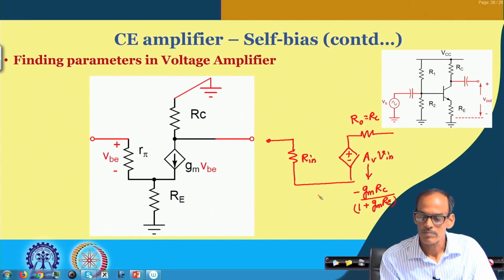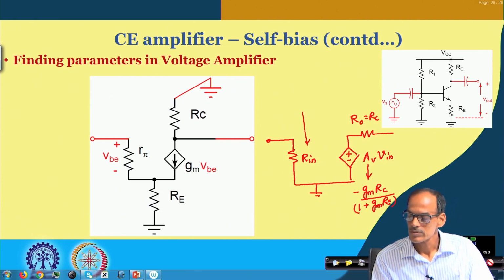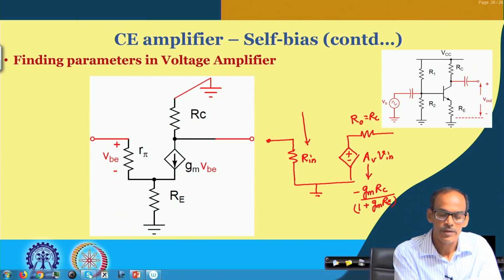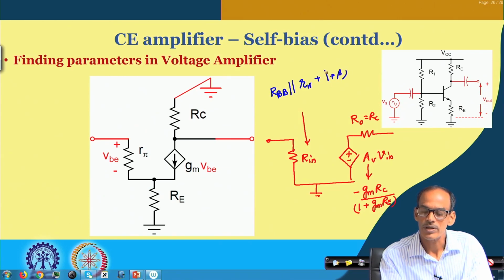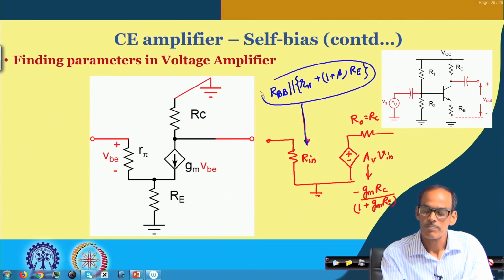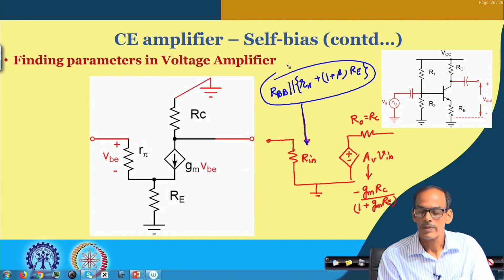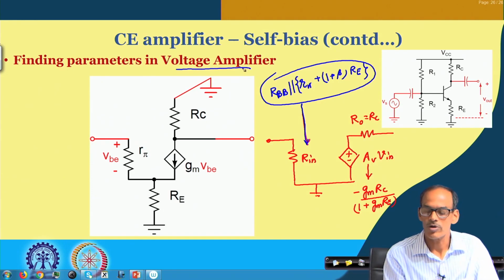And then Rin equals, if I consider RBB also, Rin equals RBB in parallel with rπ plus 1 plus beta times Re. So this is the voltage amplifier model.